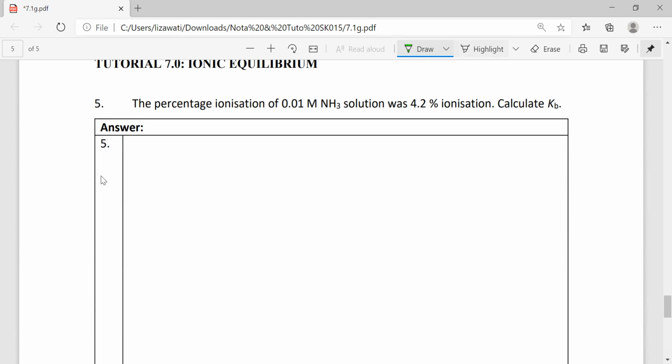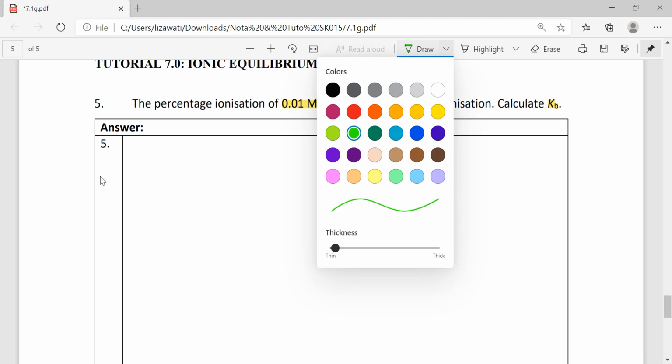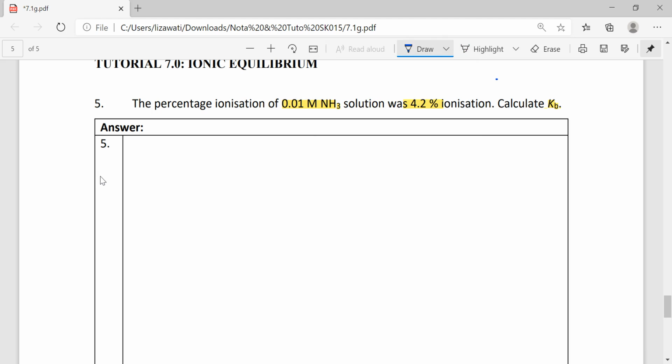That is question number 5. The percentage of ionization of 0.01 molar NH3 was 4.2%. Calculate the Kb. So the question starts with the percentage of dissociation. From here, we want to calculate Kb. Kb means the concentration of the products divided by the reactants at equilibrium. So therefore, you have to solve by using an ICE table.